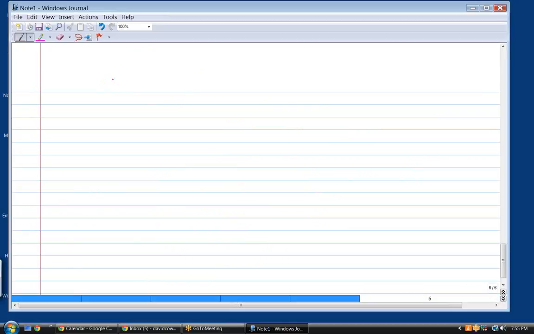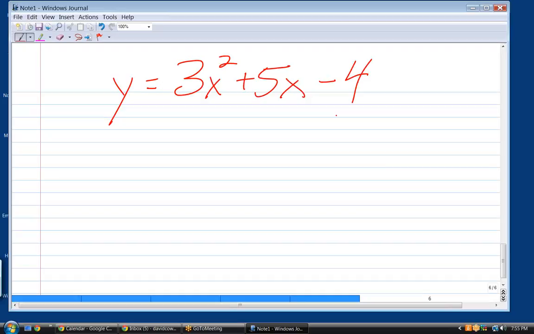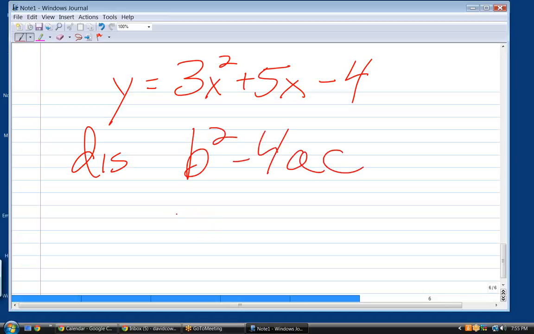There's one more of those, if we could do one of those. y equals 3x squared plus 5x minus 4. Oh, yeah, sorry. Okay, so what's the discriminant again? b squared minus 4ac. So for this problem, what is that? That's going to be 5 squared minus 4, and then 3, and negative 4.